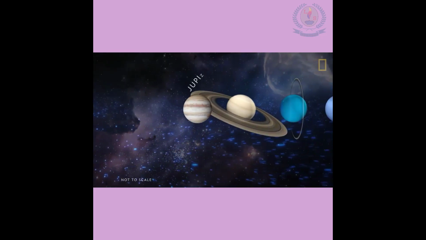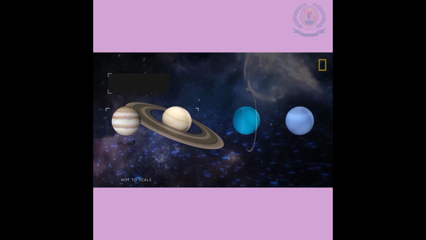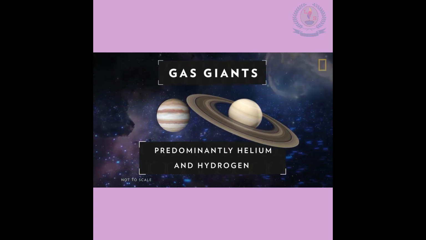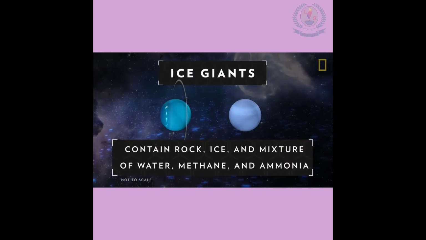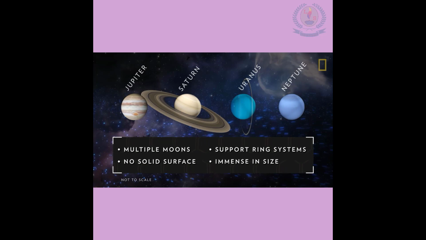Beyond the 4 terrestrial planets of the inner solar system lie the Jovian planets of the outer solar system. The Jovian planets include gas giants Jupiter and Saturn and ice giants Uranus and Neptune. The gas giants are predominantly made of helium and hydrogen, and the ice giants also contain rock, ice, and a liquid mixture of water, methane, and ammonia. All 4 Jovian planets have multiple moons, sport ring systems, have no solid surface, and are immense.